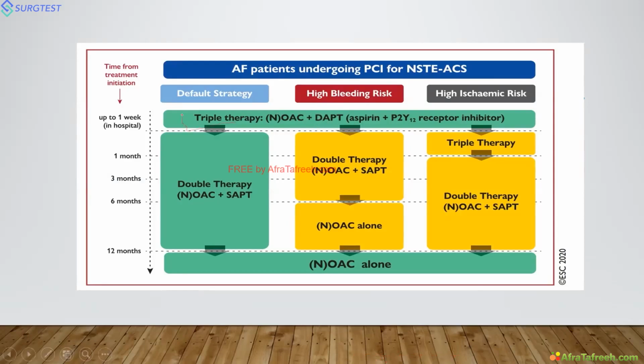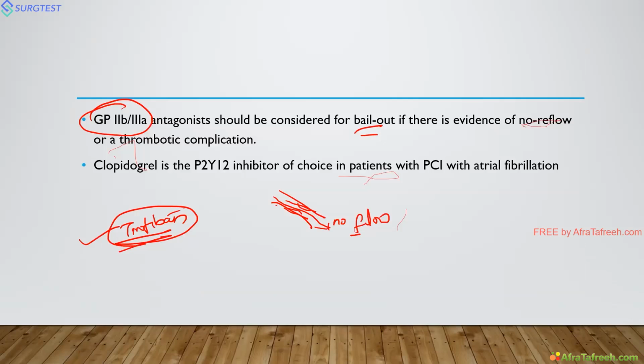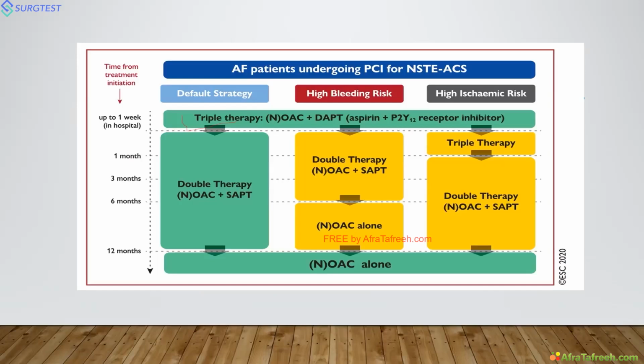So whenever an AF patient is undergoing PCI, we have to give triple drugs, which means dual antiplatelet plus a novel oral anticoagulant. In that DAPT, which is aspirin, you can use another drug. The P2Y12 inhibitor must be clopidogrel. Clopidogrel is the preferred P2Y12 inhibitor of choice in patients with PCI with atrial fibrillation. So you can give triple drugs.